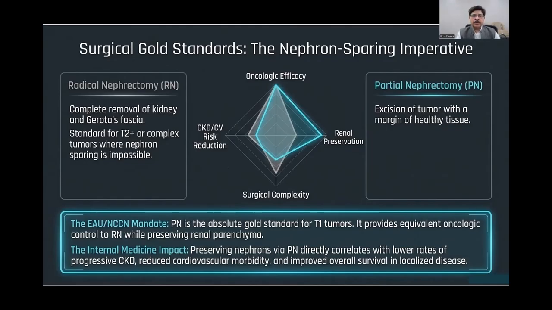Partial nephrectomy is the absolute gold standard for T1 tumors. It provides equivalent oncological control to the radical nephrectomy. And the internal medicine impact is, if you preserve the nephron by partial nephrectomy, it will protect from cardiovascular disease. We very well know that patients with renal disease don't die in the renal unit. They die in the cardiac care unit. Why? Renal failure is cardiac failure. If you save the kidney by partial nephrectomy, you save the glomeruli, you save the heart thereby. So that is the impact of partial nephrectomy.